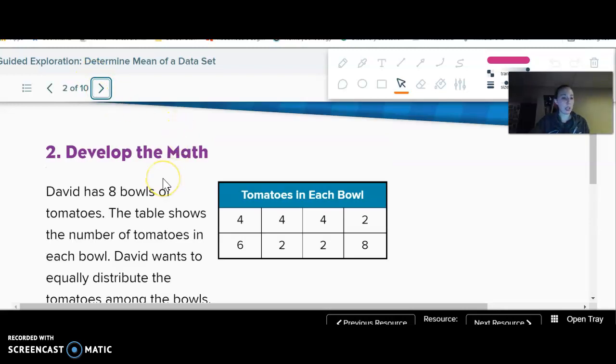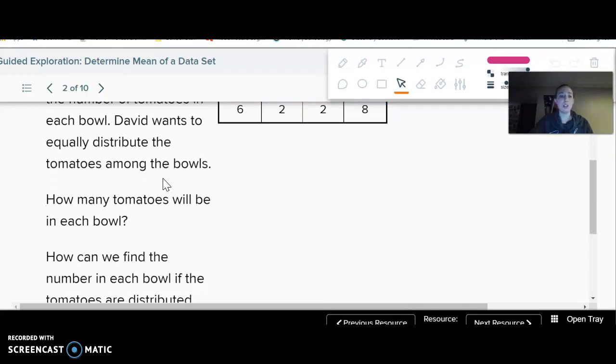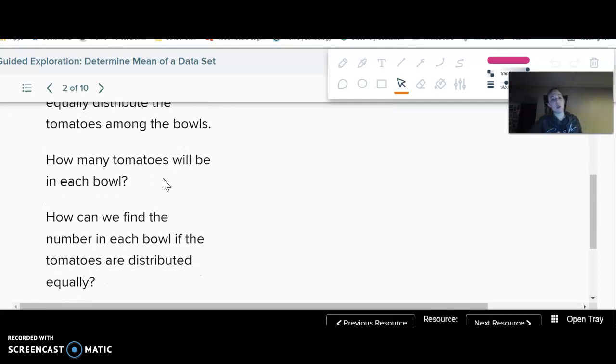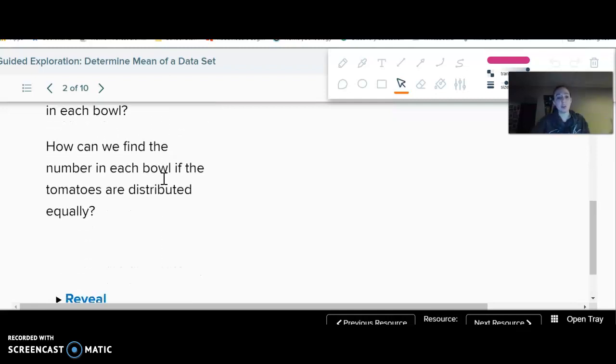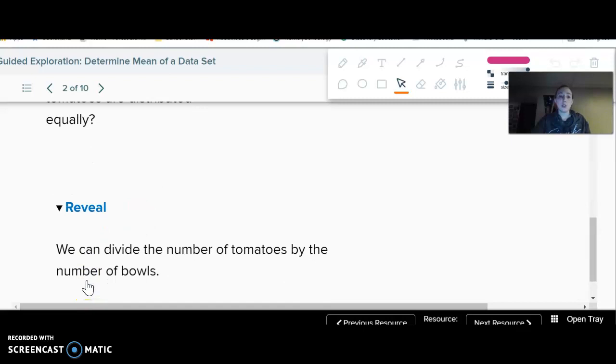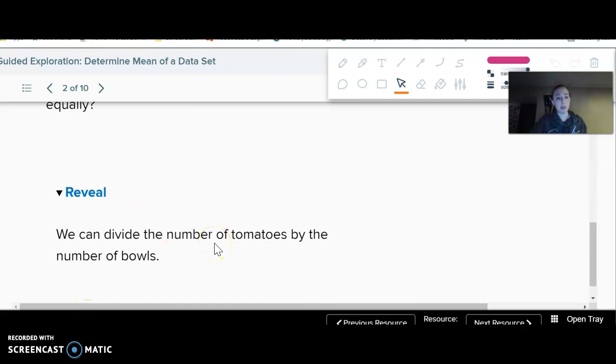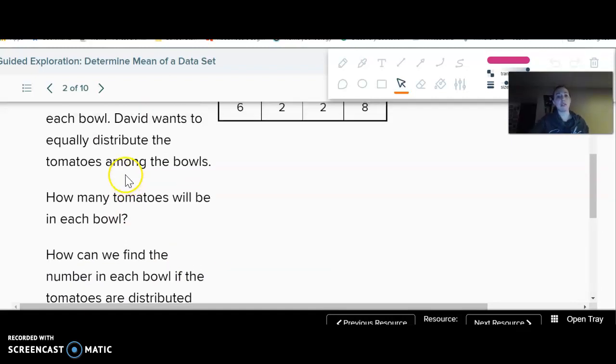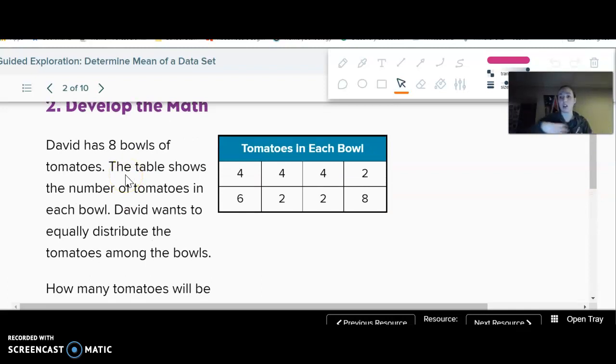So to do that, how can we find the number in each bowl if the tomatoes are distributed equally? Well, we can divide the number of tomatoes by the number of bowls. So we need to figure out how many tomatoes there are all together and then divide them or split them up among the 8 bowls.